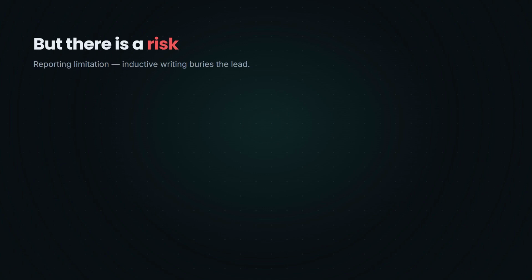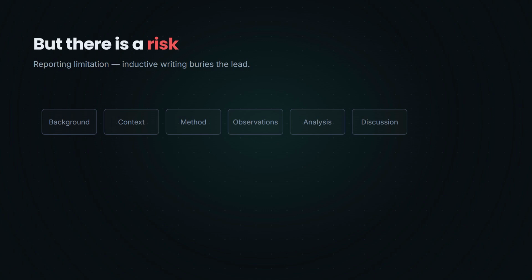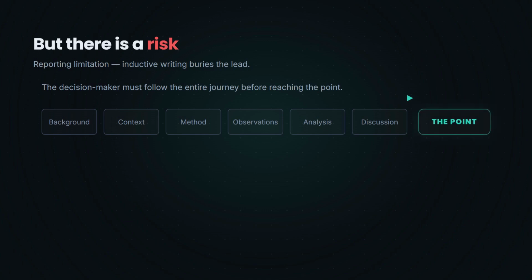But there is a risk: when we try to write inductively, we can produce long narratives that bury the lead. Decision makers must follow the whole journey before they reach the point, and that creates a heavy cognitive load.